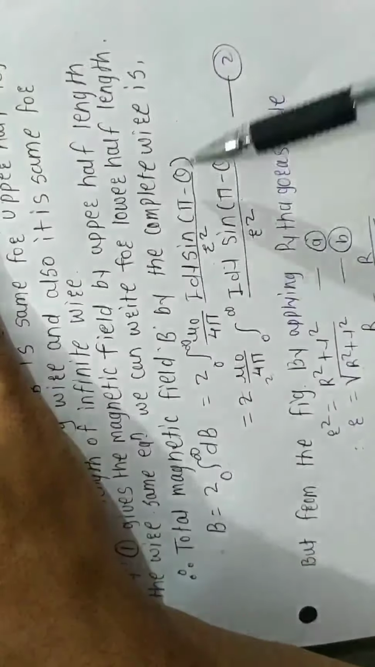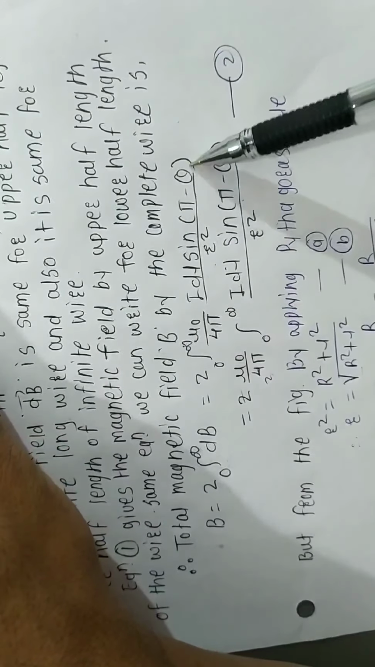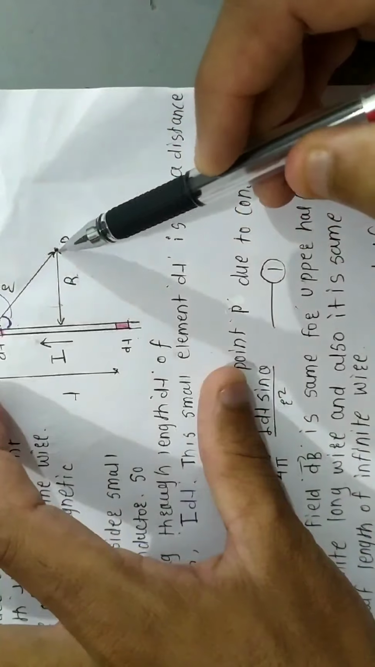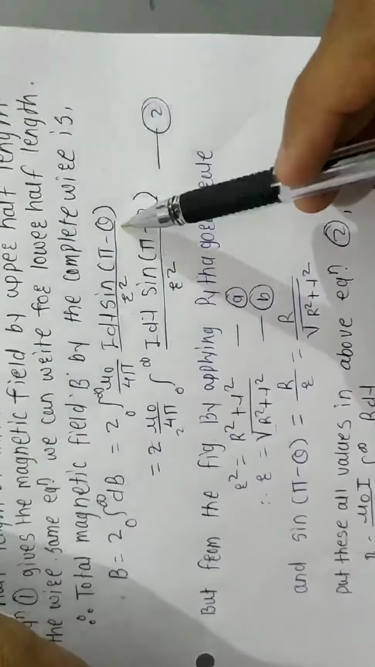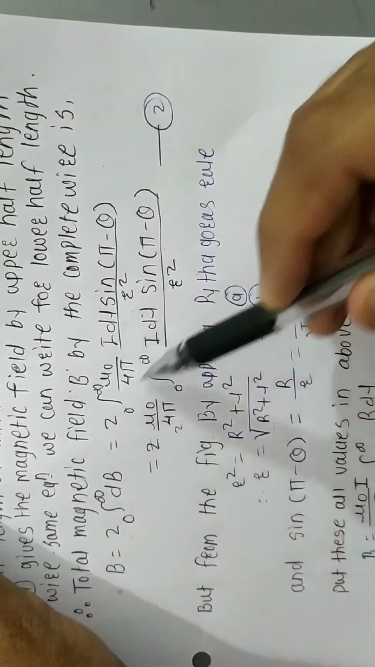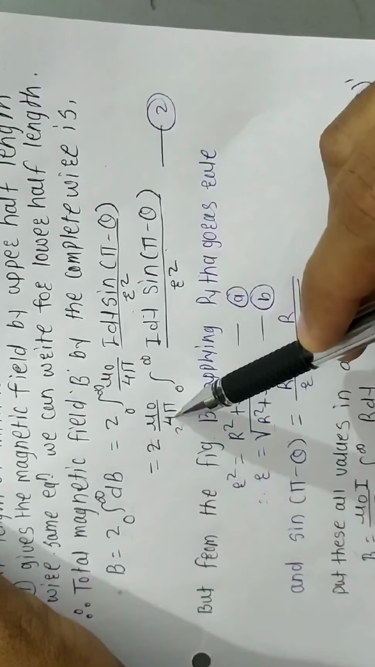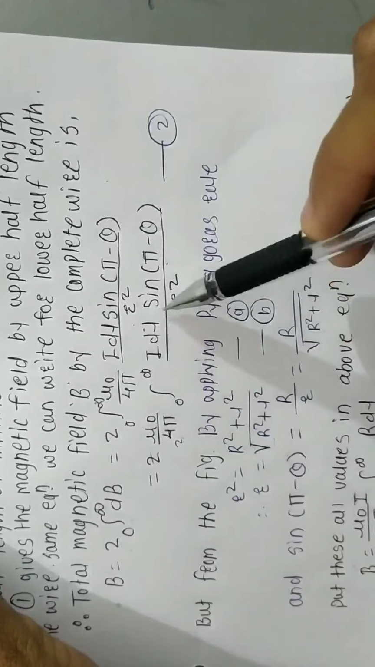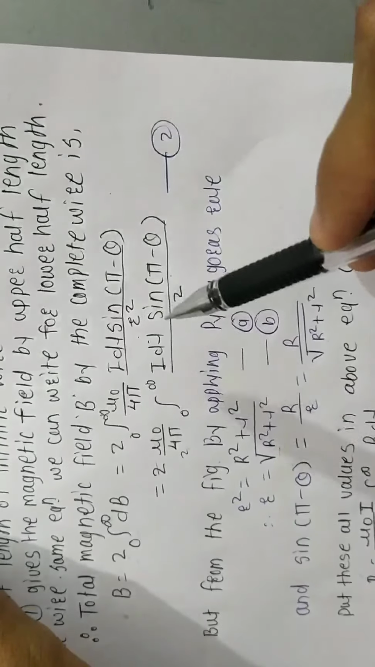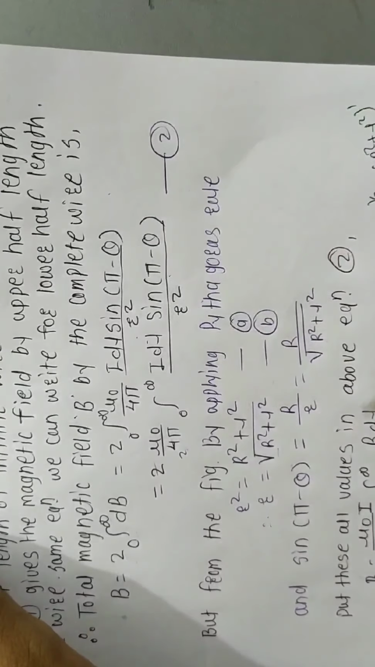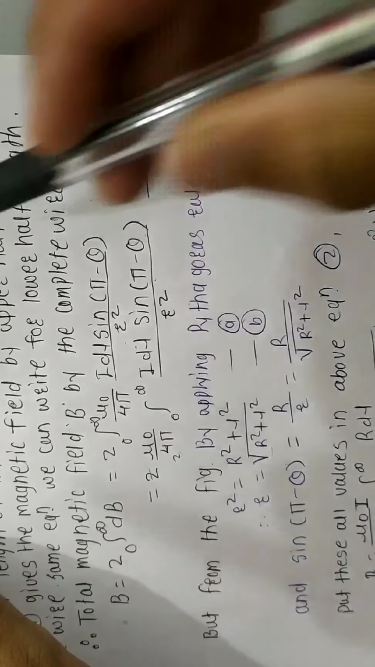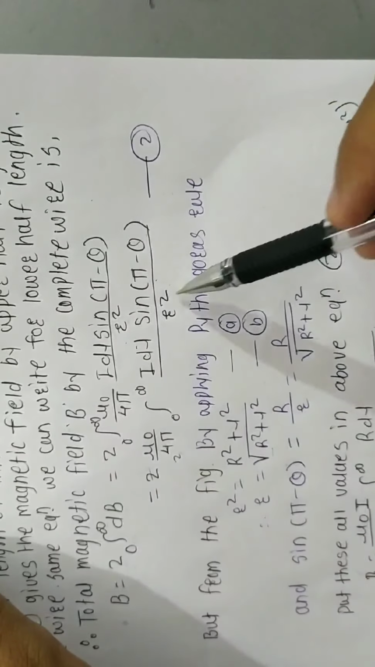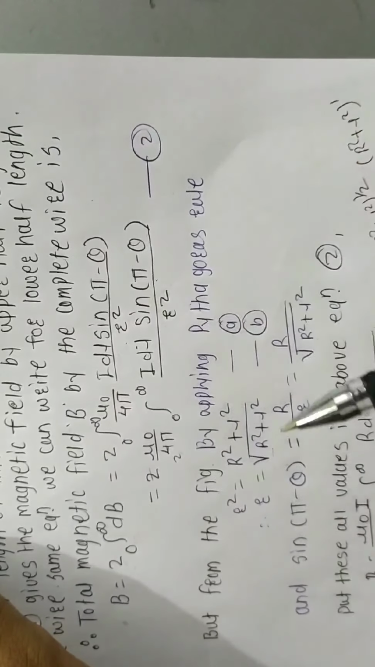The only change in this equation is that we consider the angle pi minus theta, because the point P makes an angle pi minus theta with the dl. So this 2 will be cancelled with the 4, and the remaining terms stay as they are. In this equation 2, we can determine some values. For example, we can determine the value of sin pi minus theta from the diagram. Also we can find out the value of r square from the diagram.